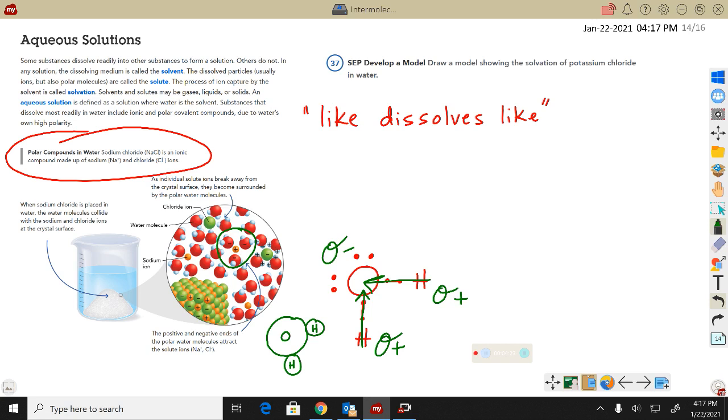And then this is called a shell of hydration, where you've got that ion, that positive orange ion, sodium ion, and it's totally covered with water molecules. Look what happens to the negative chlorine ion over here.